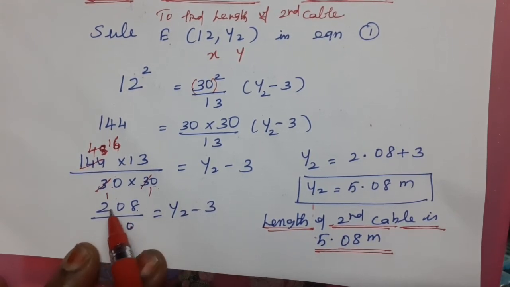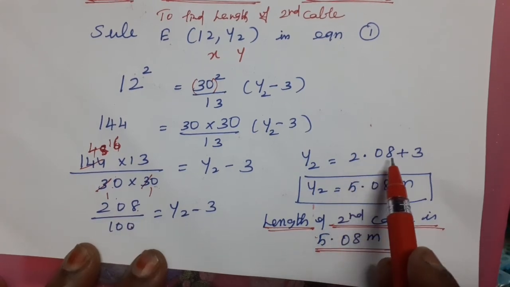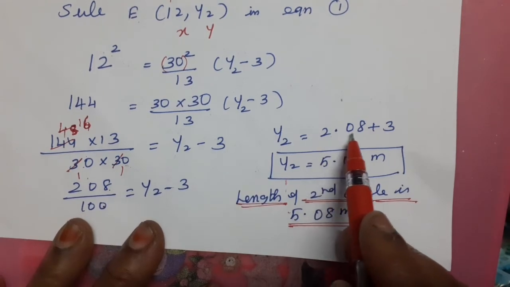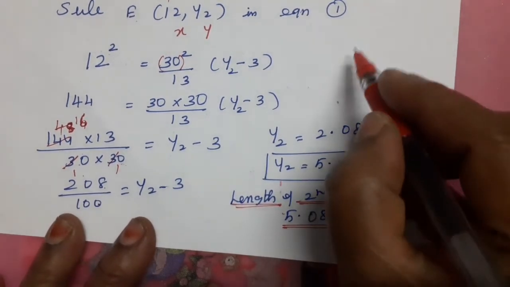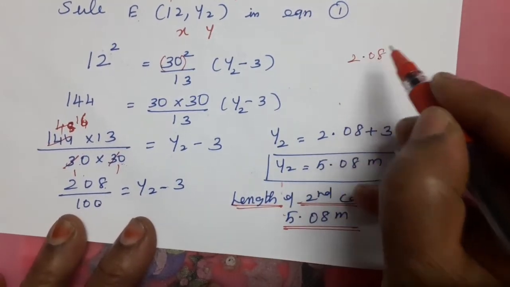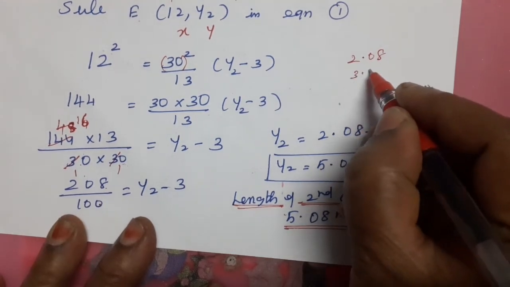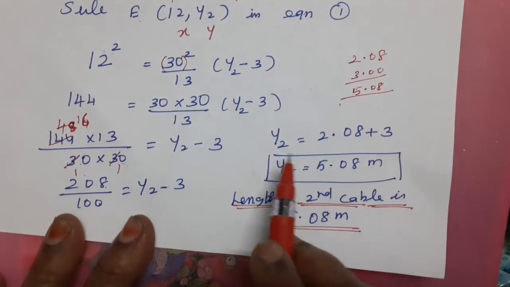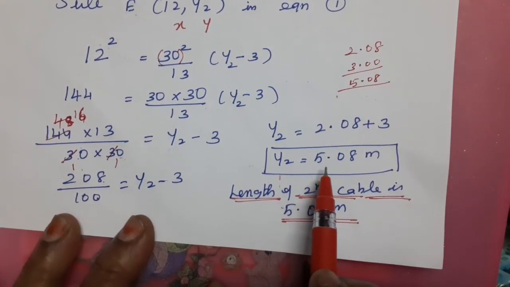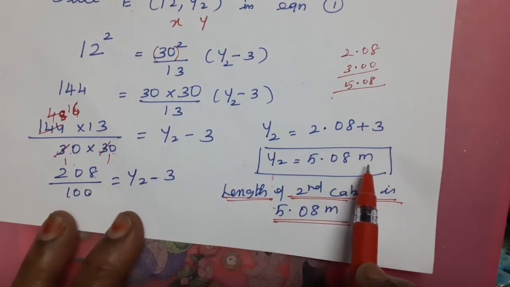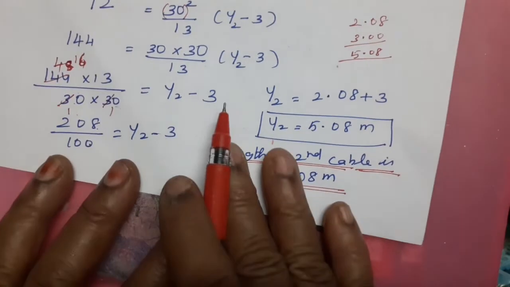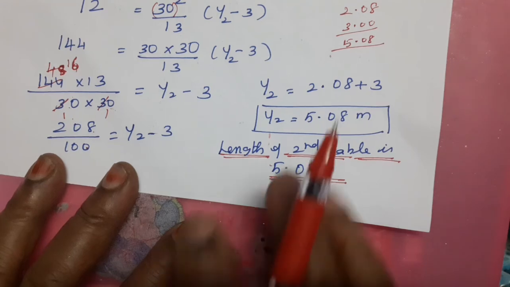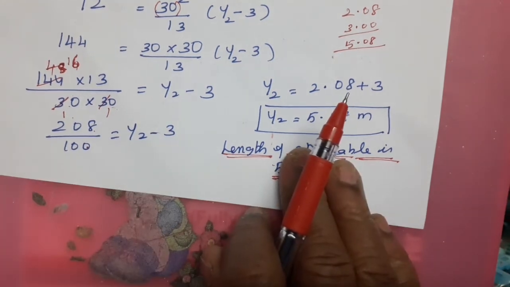208, moving the decimal point two places, we get 2.08. The minus 3 becomes plus 3. Therefore y2 equal to 2.08 plus 3. That is how to add 2.08 plus 3. 3 is nothing but 3.00, so that is 5.08. Therefore y2 equals 5.08 meter. So the length of the second cable is 5.08 meter.